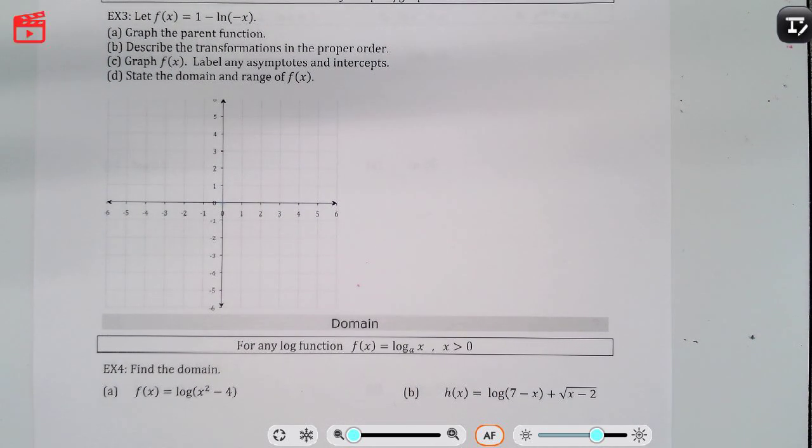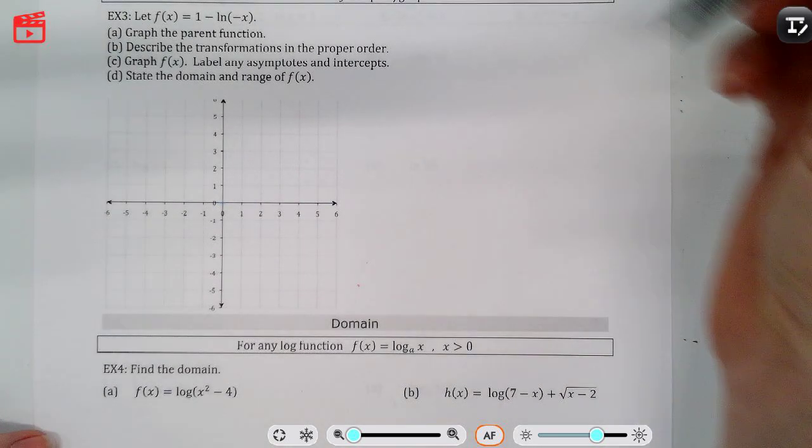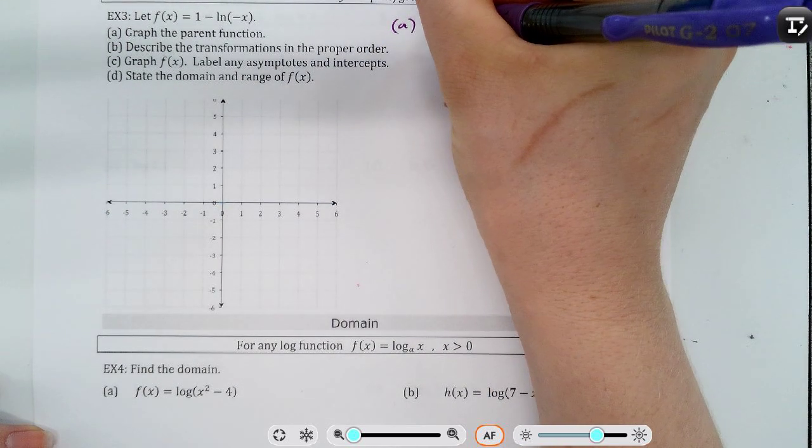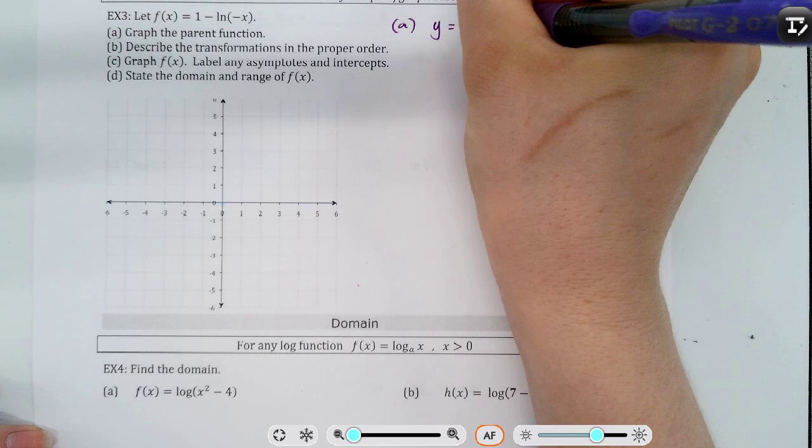So here we go. We have the function f of x equals 1 minus natural log of negative x. So first we're going to graph the parent function, and then we will graph the transformation. So what is the parent function? Well, the parent function is y equals natural log of x.